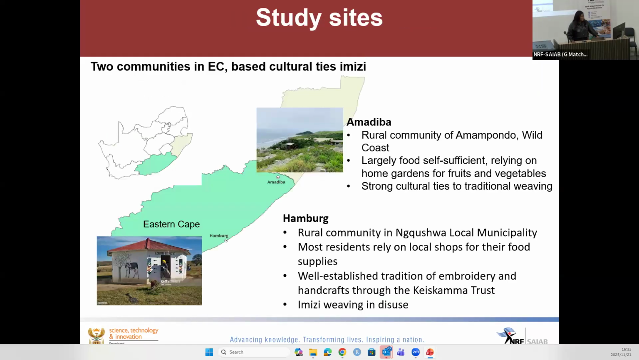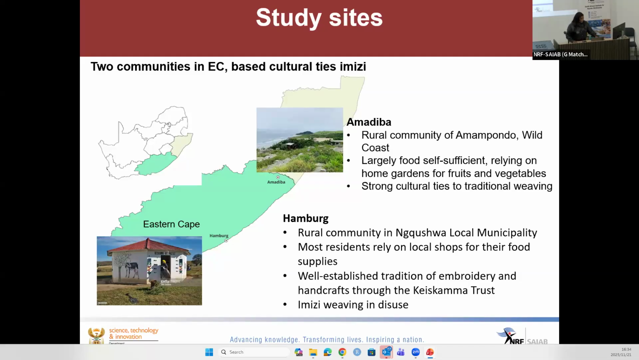So for this, I worked closely with two local communities in the Eastern Cape, the Amadiba and Hamburg. The selection of these communities was based on their cultural ties with the plant. The Amadiba is in Pondoland, on the Wild Coast. They are largely relying on their gardens for food. They plant everything in their gardens, and they have strong cultural ties to traditional weaving.